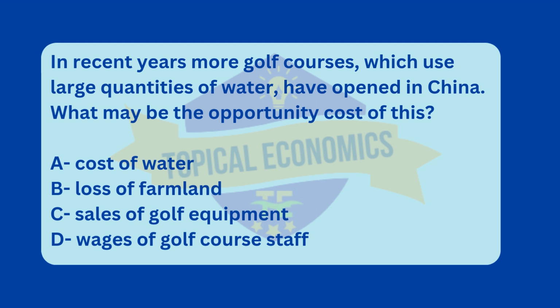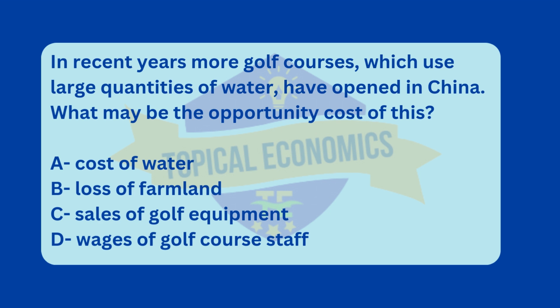Opportunity cost refers to the value of the next best alternative that is foregone when a decision is made. In this case, the decision to open more golf courses in China means that resources, particularly land and water, are being used for golf course development instead of other potential uses. Since golf courses require large quantities of water and significant land space, the opportunity cost of using these resources for golf courses might be the alternative uses of the land, such as growing crops or using it for other types of productive agricultural activity. This is a trade-off where the land that could have been used for farming is now being used for recreational purposes, so the loss of farmland represents the opportunity cost.